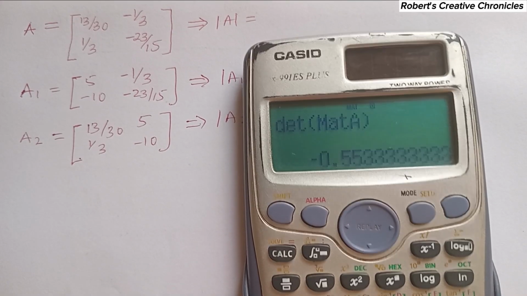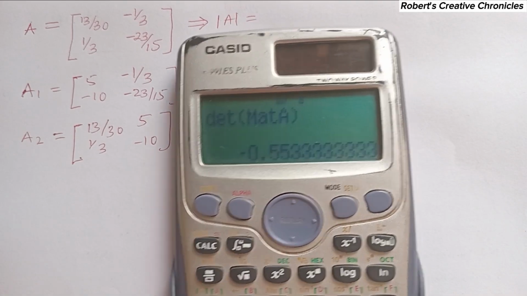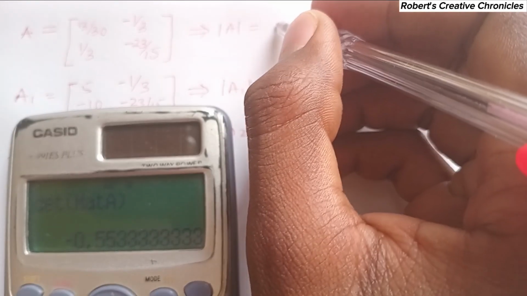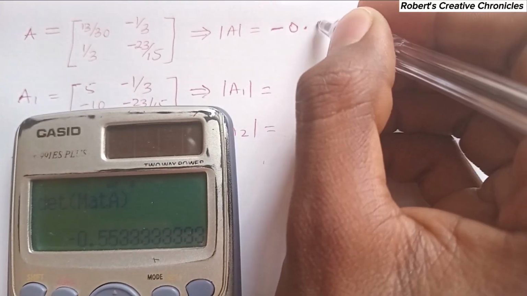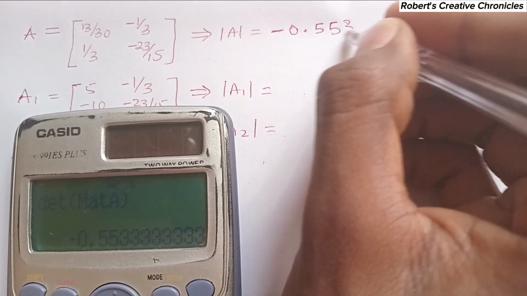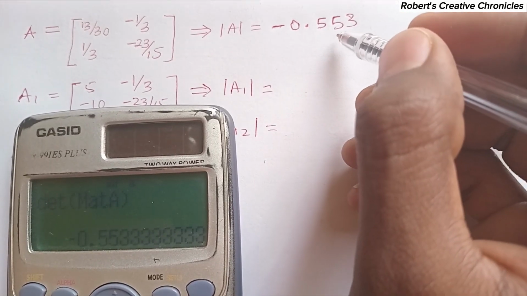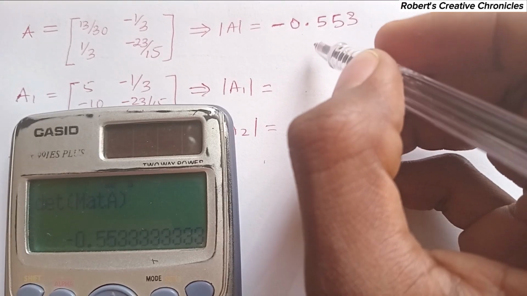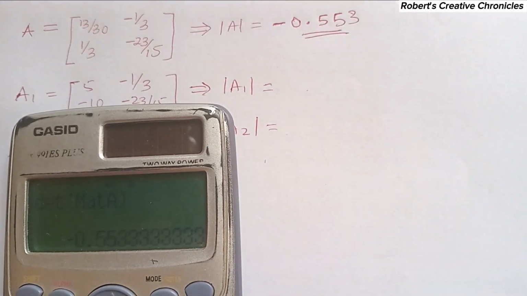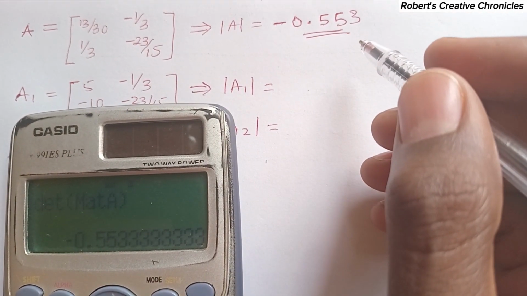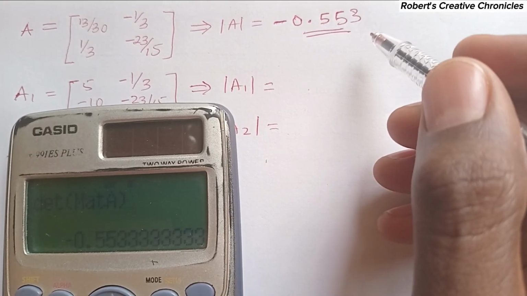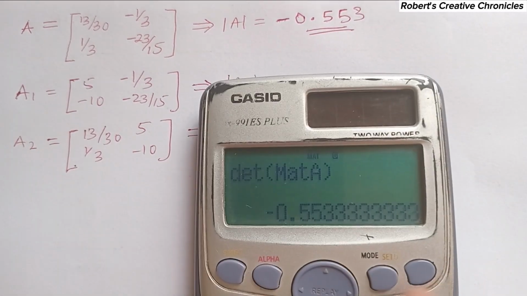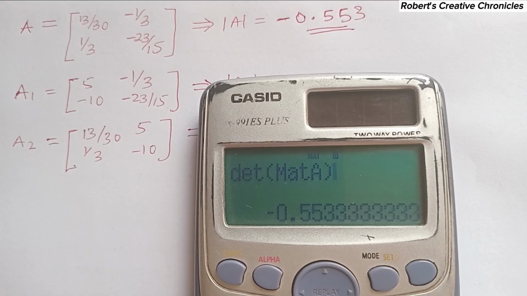So the determinant of the first matrix is negative 0.553. Since it's a decimal, let me take it to 3 decimal places. You can also take it to 4 decimal places. So it's safer to take 3 to 4 decimal places. The worst you can do is to approximate to 1 decimal place. That won't give you the correct answer. 2 decimal places is sometimes manageable. But the best is between 3 and 4.